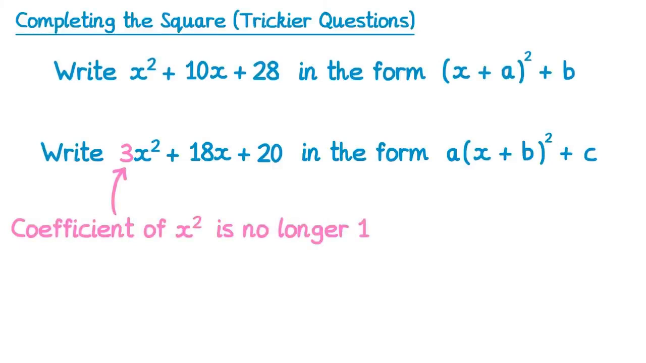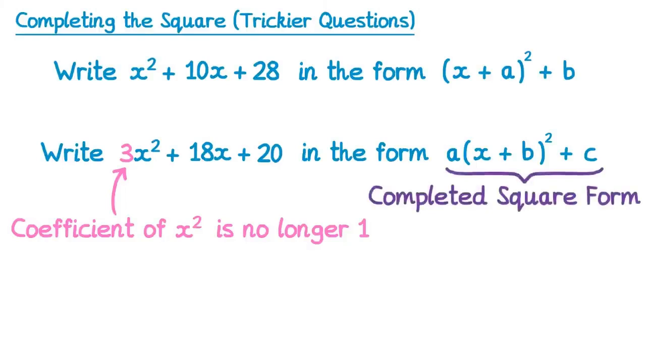There's another difference too if you look at the completed square form. This time there's an a at the front, and this a wasn't here last time. This means that our completed square form will look a little bit different. There'll be a number in front of the bracket, a number inside the bracket, and a number after the bracket. So we need to find a, b, and c this time.